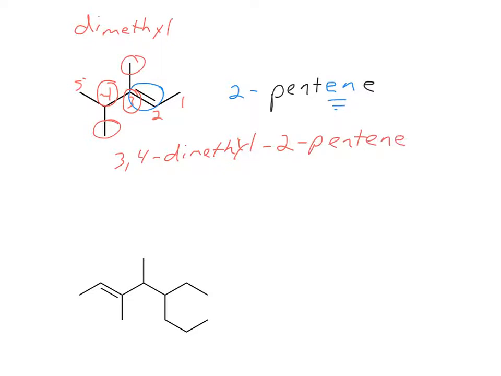Remember, each substituent, whether it's on the same carbon or different, always gets a number. So if you have 3 substituents, you have to have 3 numbers. In this case, we had 2 substituents, so we have 2 numbers. And then we also have to give a number for the location of the alkene.